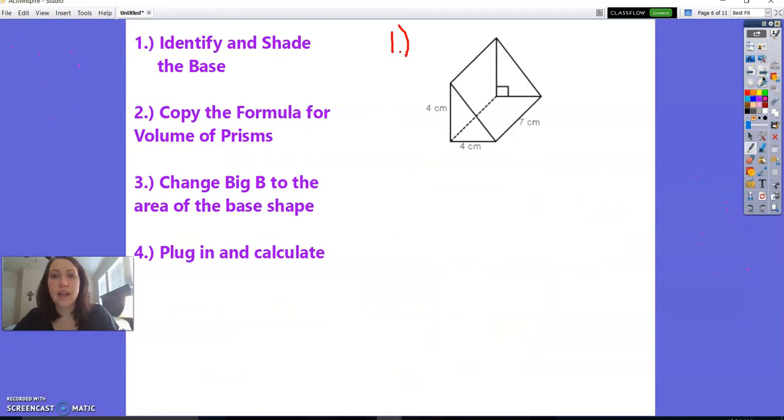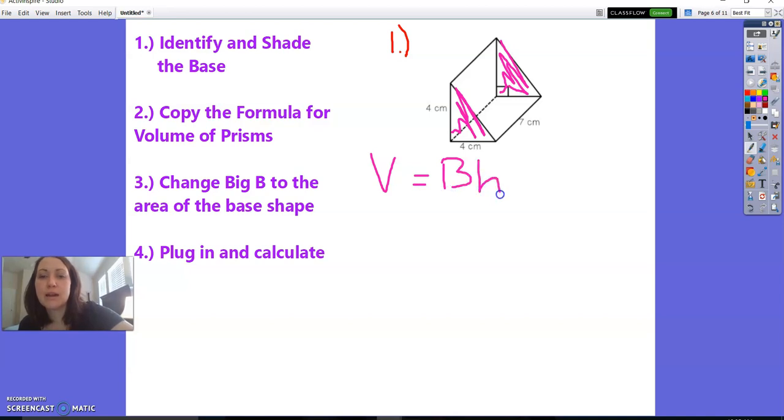All right, next. Now, this is a new shape this year. This is a triangular prism. I see that it does in fact have a rectangle, but that rectangle is not parallel to anything else. That rectangle comes to a vertex or a point here with the rectangle in the back, and it comes to a vertex here with the rectangle in the bottom. That is not my base. The base is this triangle and this triangle. They are parallel. They're never going to touch each other. That's how I know they're the bases. So I've shaded my base. I've done step 1. Step 2, my formula, volume equals big B times H.